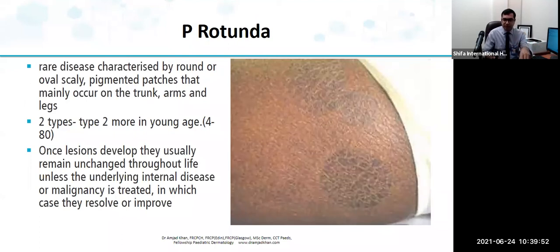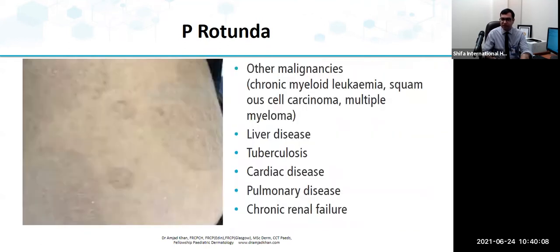So if you see these hyperpigmented, well-defined circular patches, treated for fungal infection, not responding, and you are more concerned about Pityriasis rotunda, then do think about internal organ disease, malignancy, liver issues, TB. In Pakistan, more concerned about TB and renal failure. So these are the other things to look out for. Less common in children, but leukemia is another thing to rule out.